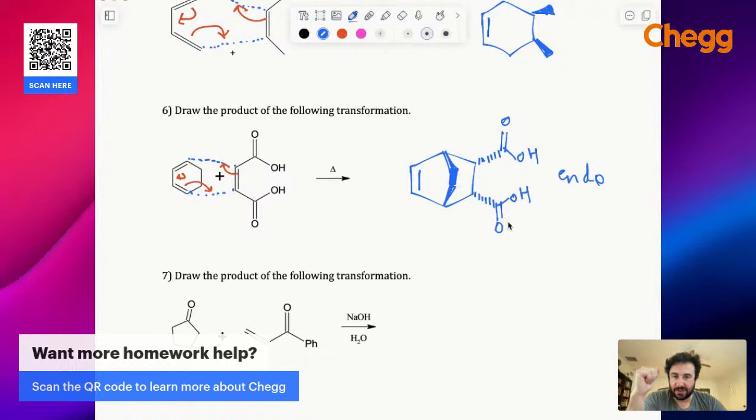And so that's got these going this way. But they must be cis to one another. So if you drew the exo product, that wouldn't be wrong. You're just drawing the minor product, right? You will get some of that. But if you drew these groups trans to one another, that violates the stereochemistry of the Diels-Alder. We're not going to get the trans product, right? You're not going to get one wedge and one dash. You're going to get both dash or both wedge. So here the dash gives you the endo product. So that's that one.